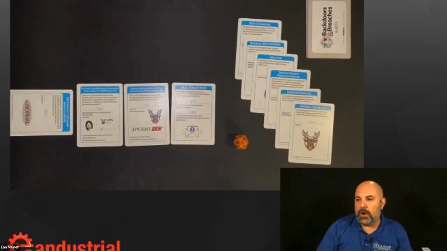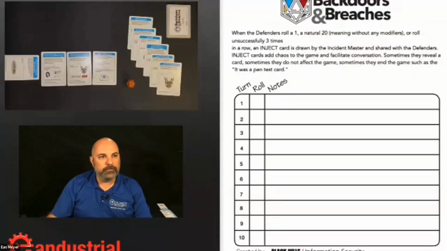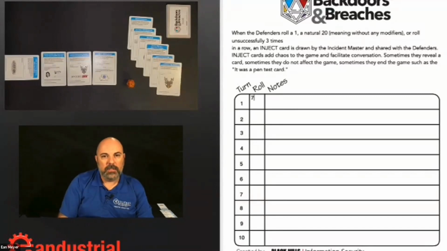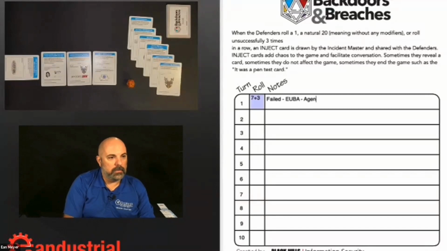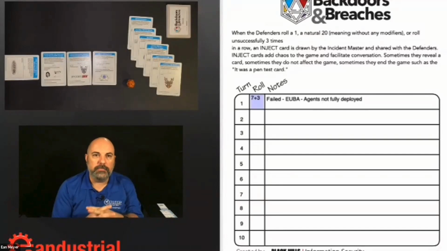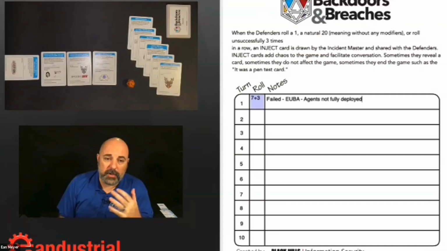So let's go to our cards and tracking form. I'm going to come over here, and we rolled, I think you said a 7, right? Correct. So that was a 10 total, a 7 plus 3, and failed. That was UBA, user behavior analytics, fully deployed. Okay, so that is our first one. At this point, we can go to our next round. So you know that didn't work.